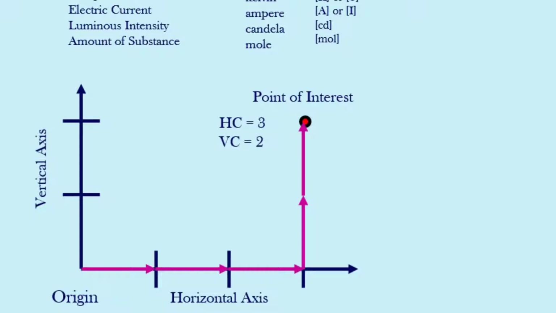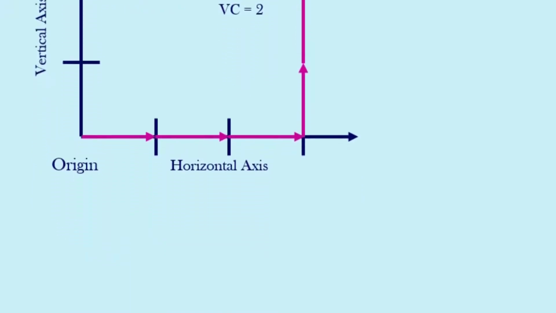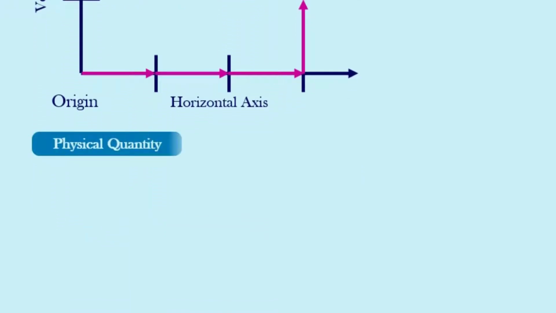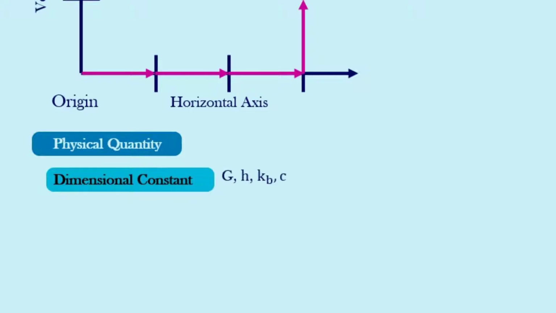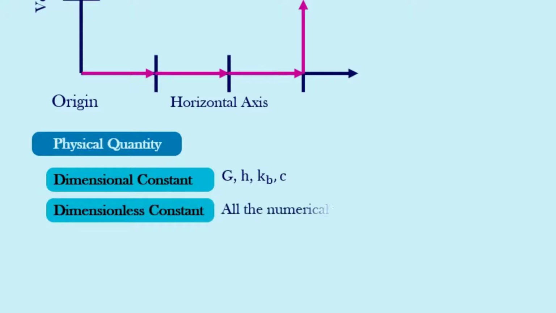Dimensions of a derived quantity contain information related to more than one fundamental unit. Based on the dimension of physical quantities, they can be classified into 4 categories. These are dimensional constants, like universal gravitational constant, Planck's constant, Boltzmann constant, speed of light, etc. Then we have the dimensionless constants like various numerical values, pi, e, etc.